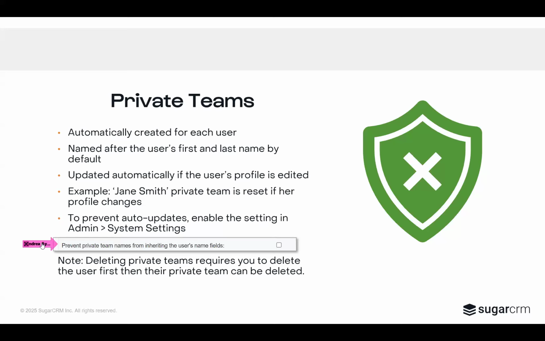Also, this little note has to do with deleting private teams. First, delete the user, then you can delete the private team. Don't go into the team first and try to delete it. It won't let you because there's an active user it's for. It's for Jane Smith, and Jane Smith is still an active user. You have to delete the user first and then the team second. Not that you'll be doing that a whole lot, but just FYI, now you know.